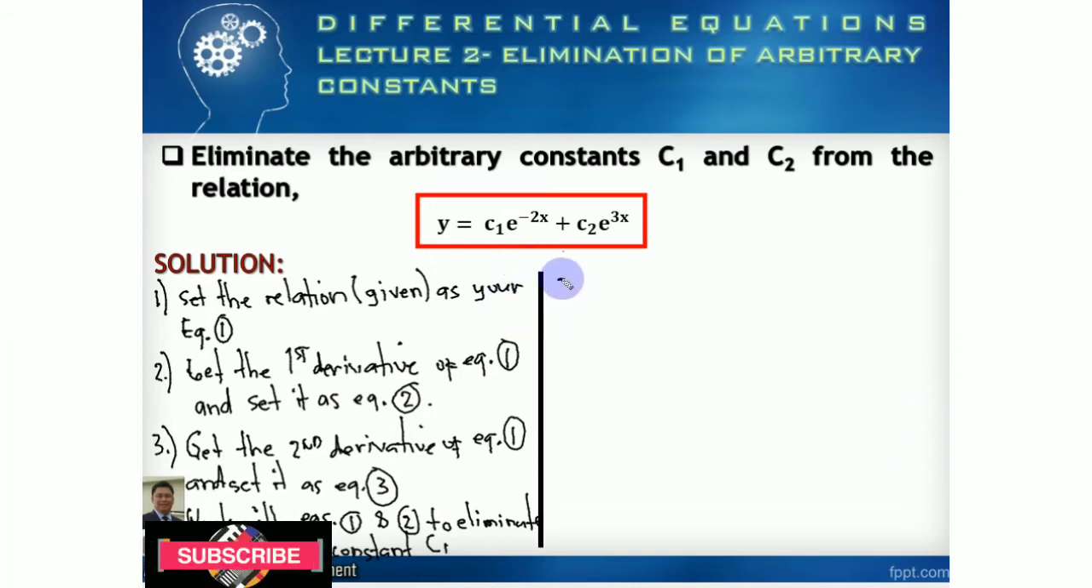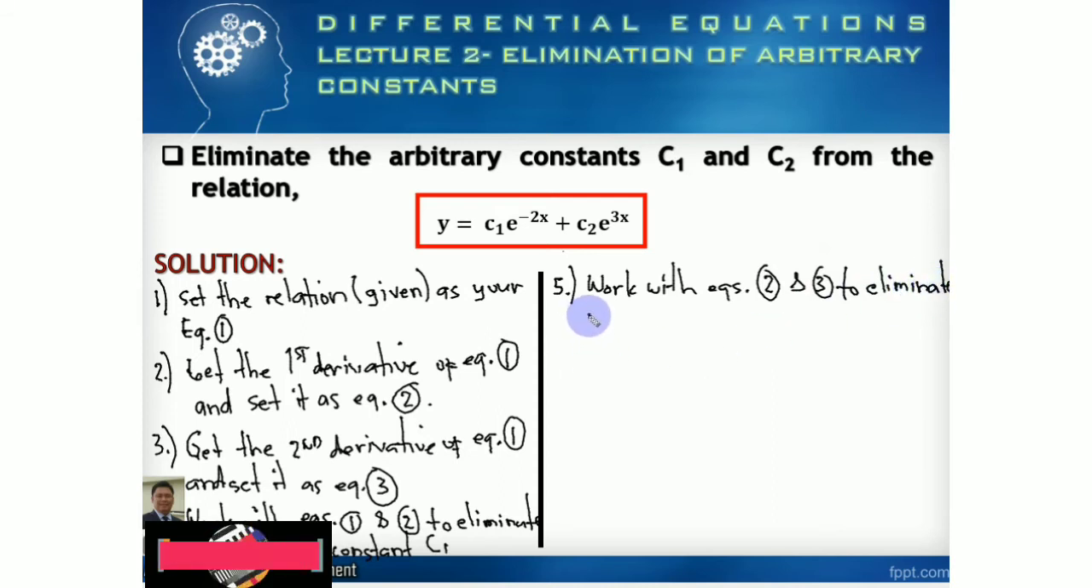and then afterwards your fifth step will be: work with equations 2 and 3 to eliminate the arbitrary constant c1 also. Okay, so to make this clear, this is arbitrary constant c1.